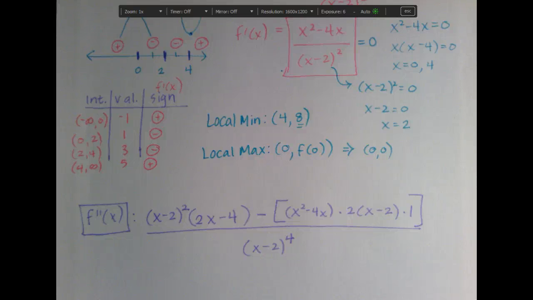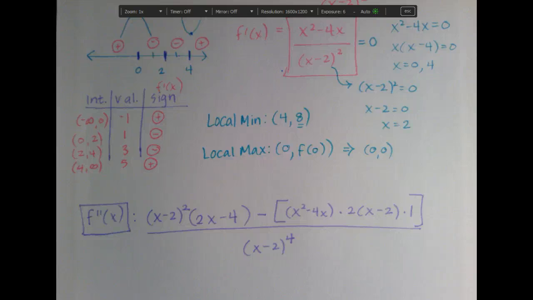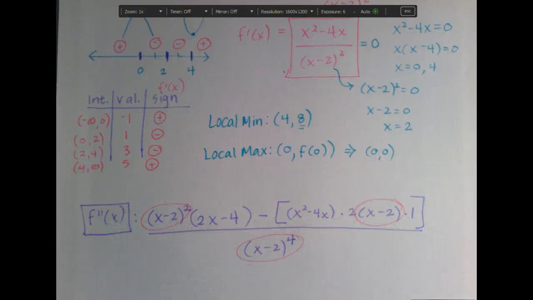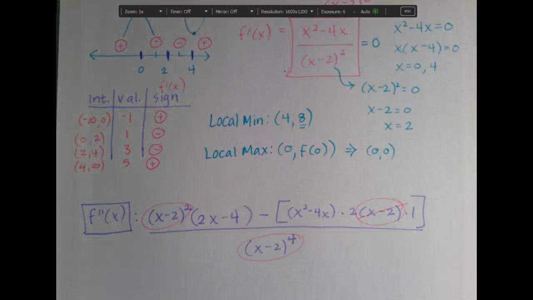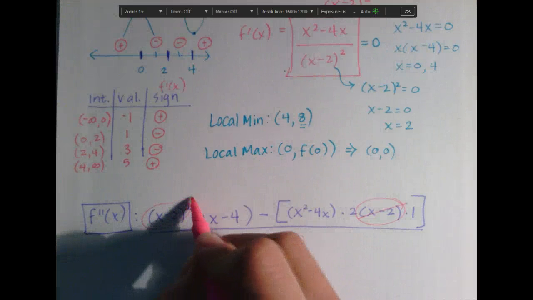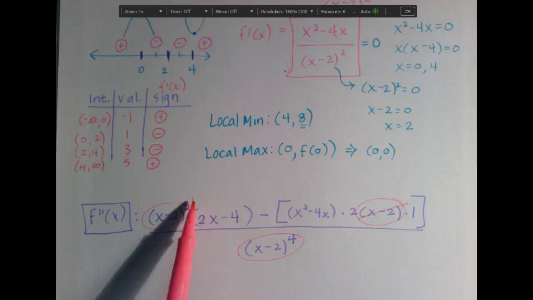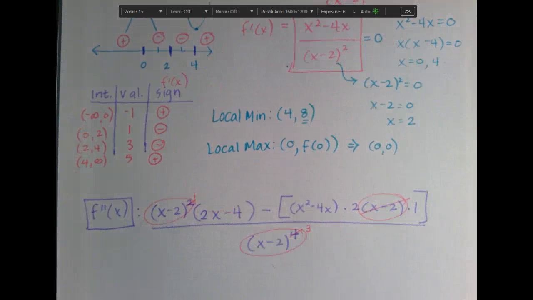Now, you might be tempted to start distributing and combining like terms, and that is something we have to do, but you might also notice here that we have this x minus 2 in every single term, so it's nice to reduce those before you start doing any of that combining. So this whole x minus 2 is going to go away. Here we have x minus 2 squared, and one of them is going to cancel. And here we have x minus 2 to the 4th, and one of those is going to cancel.